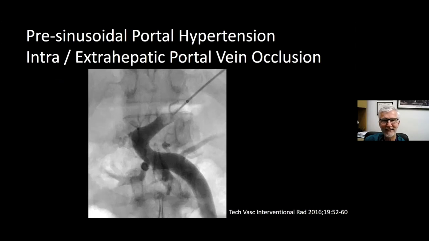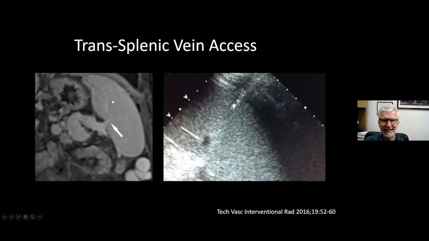Let's talk about other cases of pre-sinusoidal portal venous hypertension. In this case, the patient's intrahepatic and extrahepatic portal vein is totally occluded, okay? You can't do a standard TIPS in this patient because the portal vein is chronically occluded. So what are you going to do? You're going to get a wire catheter access into the splenic vein, and you're going to get a wire into the splenic vein using ultrasound guidance.